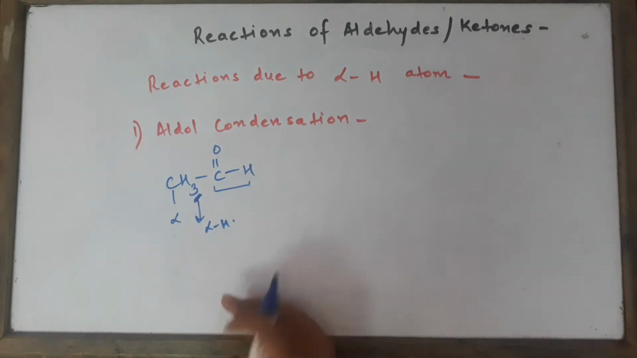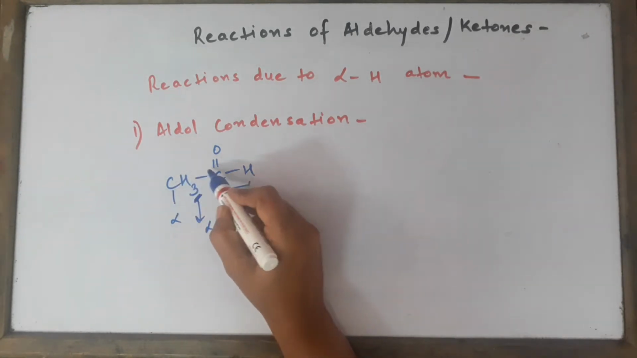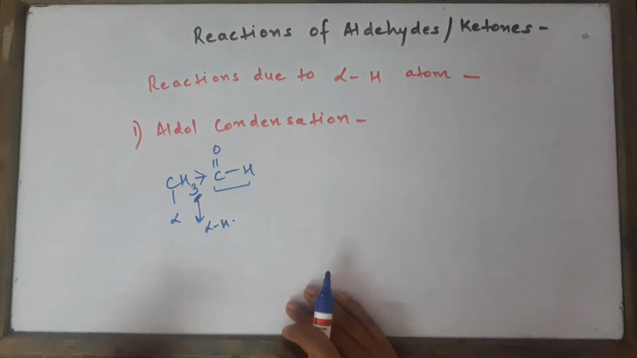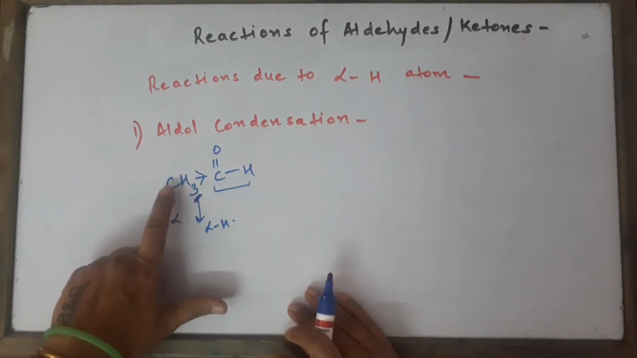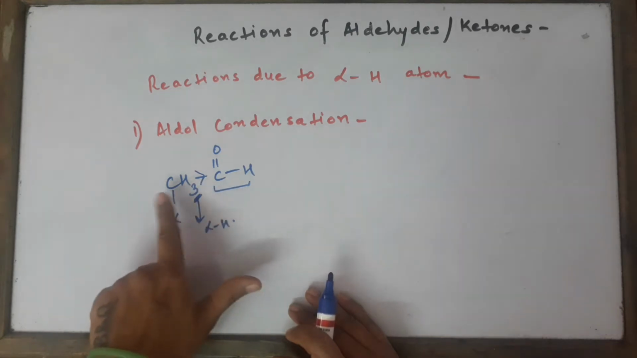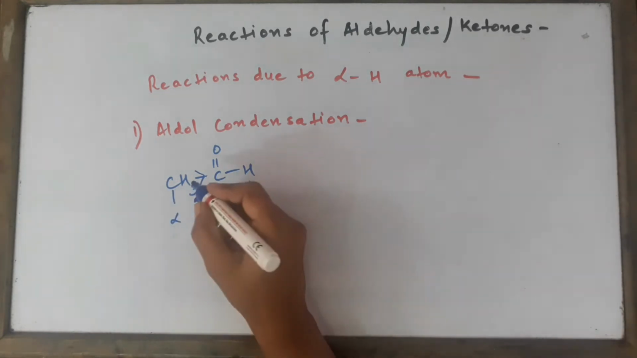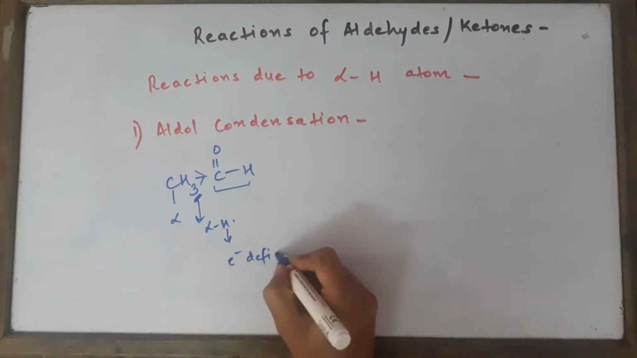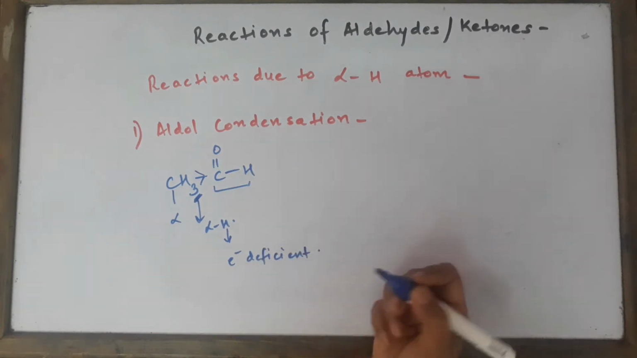Now you can see that this CH3 is attached to a carbonyl group, and the carbonyl group is going to be an electron withdrawing group. As a result, these electrons from the left hand side are being pulled towards the right hand side, and as a consequence the alpha hydrogen atom becomes electron deficient and we can easily remove it.